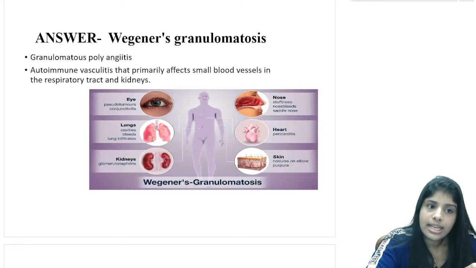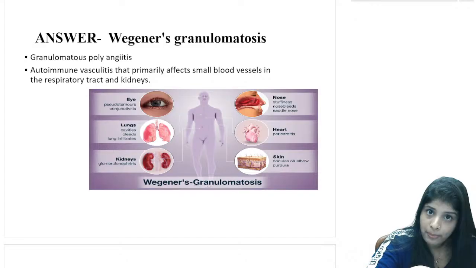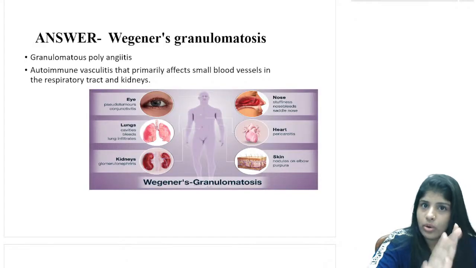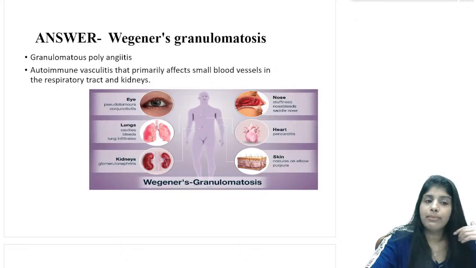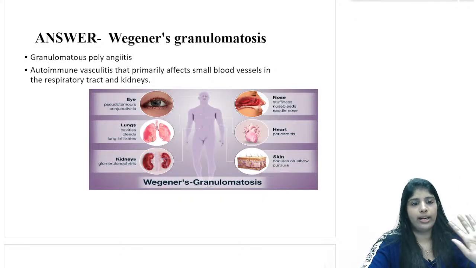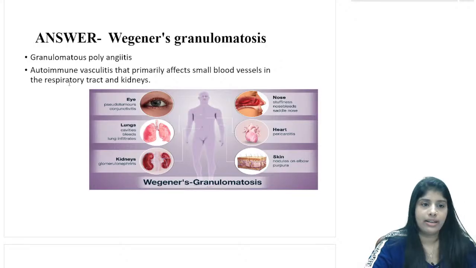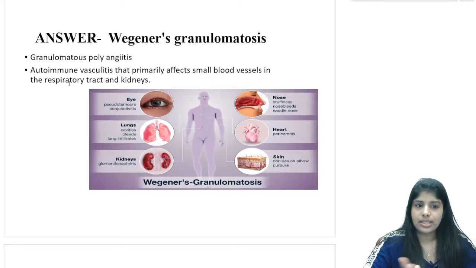The second point is, it is polyangiitis. Poly means what? Many. Angiitis means what? Angiitis means inflammation of the blood vessels. So there is granuloma formation and multiple vessels are getting inflamed. And the second point is that it is an autoimmune vasculitis. It is an autoimmune disease that affects mainly the small blood vessels, especially in the respiratory tract and kidneys.